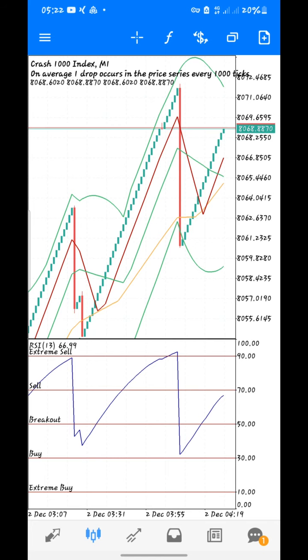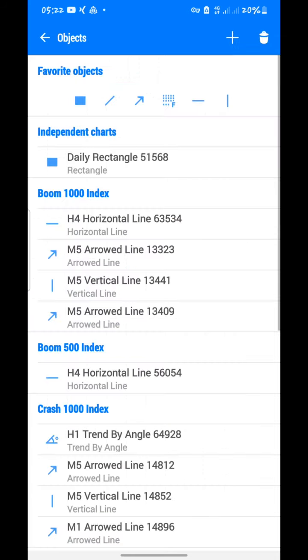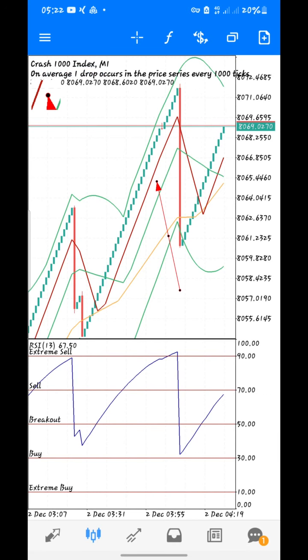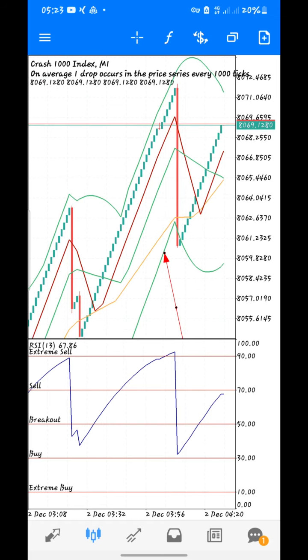First of all, we have to understand the meaning, the names, and the significance of these indicators. So starting with the Bollinger Band. The Bollinger Band is the green line here. You see these three green lines, this 1, 2, and 3. These three lines are known as the Bollinger Bands.